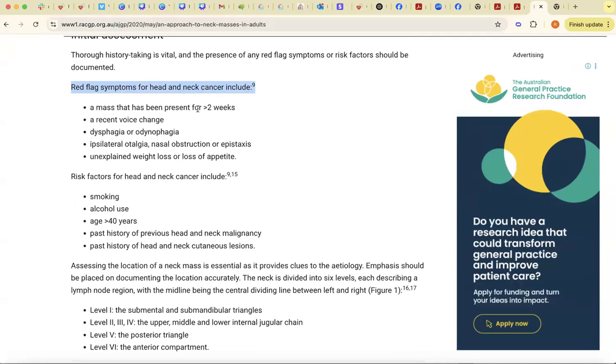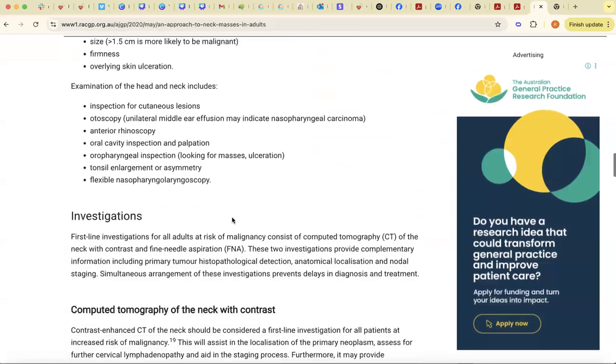If the neck mass is more than 2 weeks, patient having hoarseness of voice, dysphagia or odynophagia, which means swallowing difficulty or painful swallowing, ipsilateral otalgia, that means same side ear pain, nasal obstruction, epistaxis, or unexplained loss of weight, loss of appetite. If any of this is there, you will be worried about a possible cancer. So you need to do further investigation in that patient.